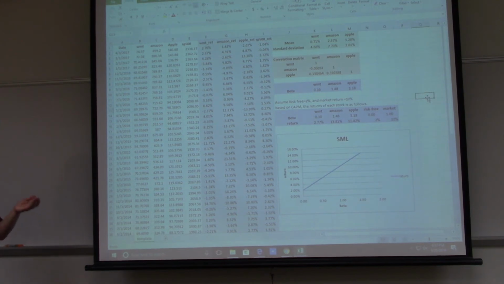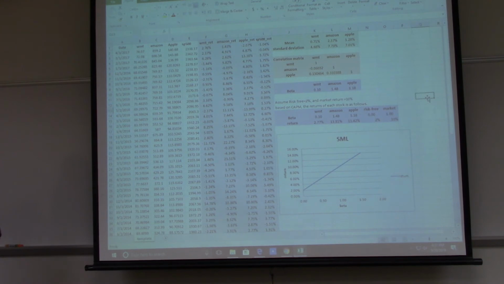The mean, we all know that. It's just like, this is a 5-year stock. In the 5-year period, the average stock return for Walmart is how much, Amazon is how much. And then we also look at standard deviation. Standard deviation is high, and that means the stock's risk is high.